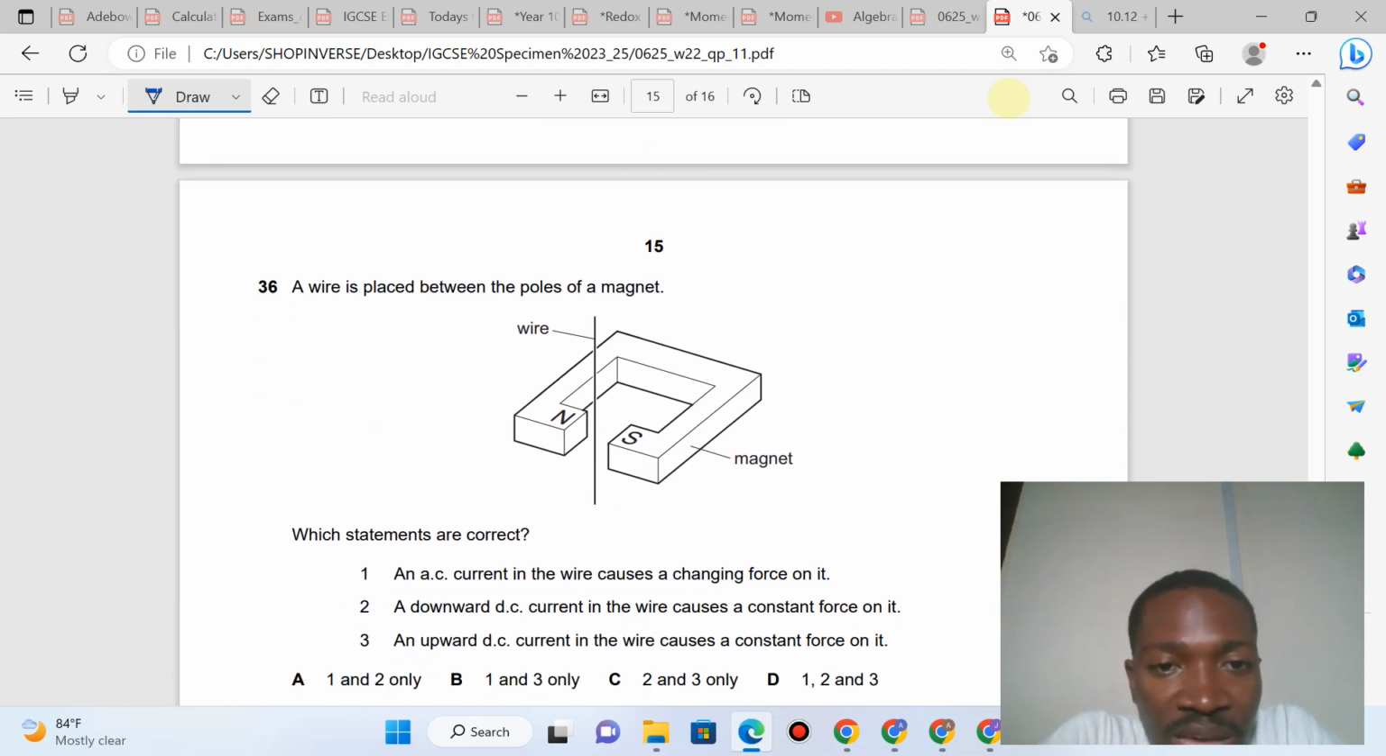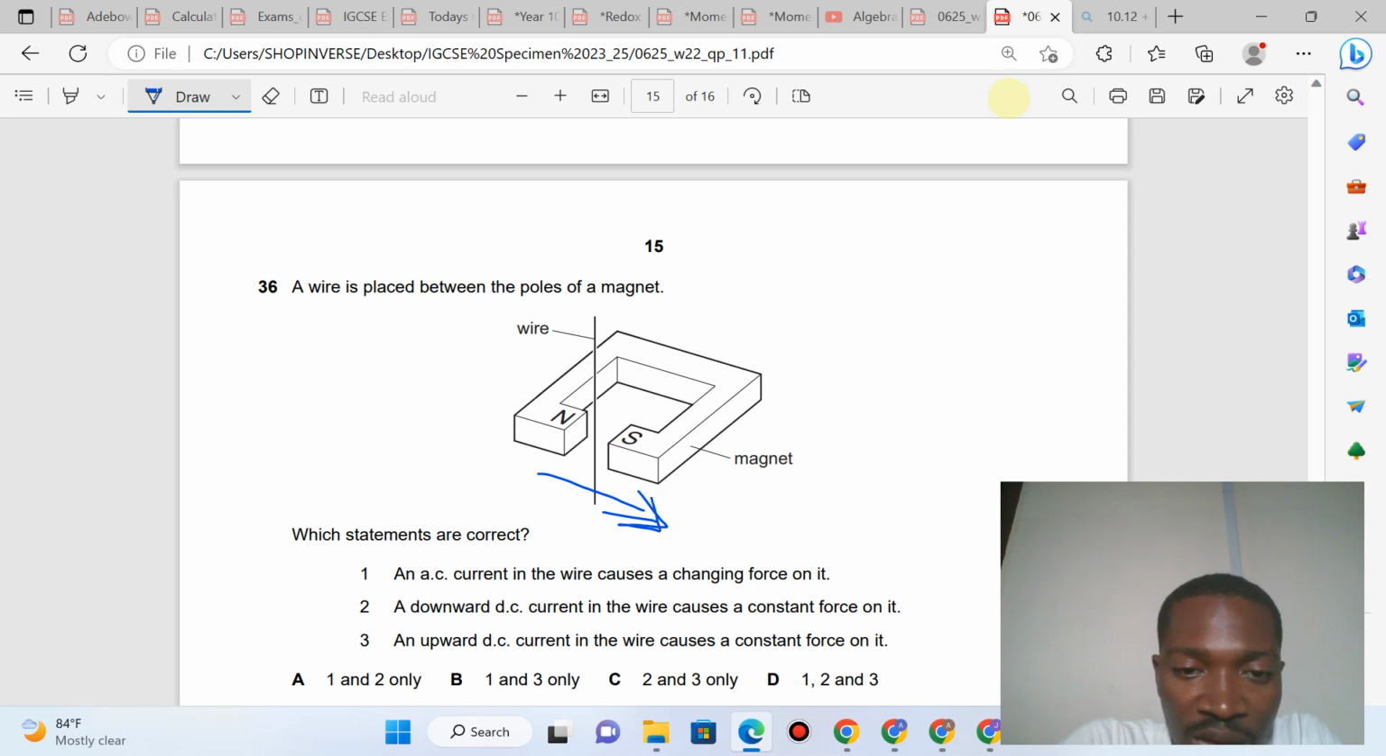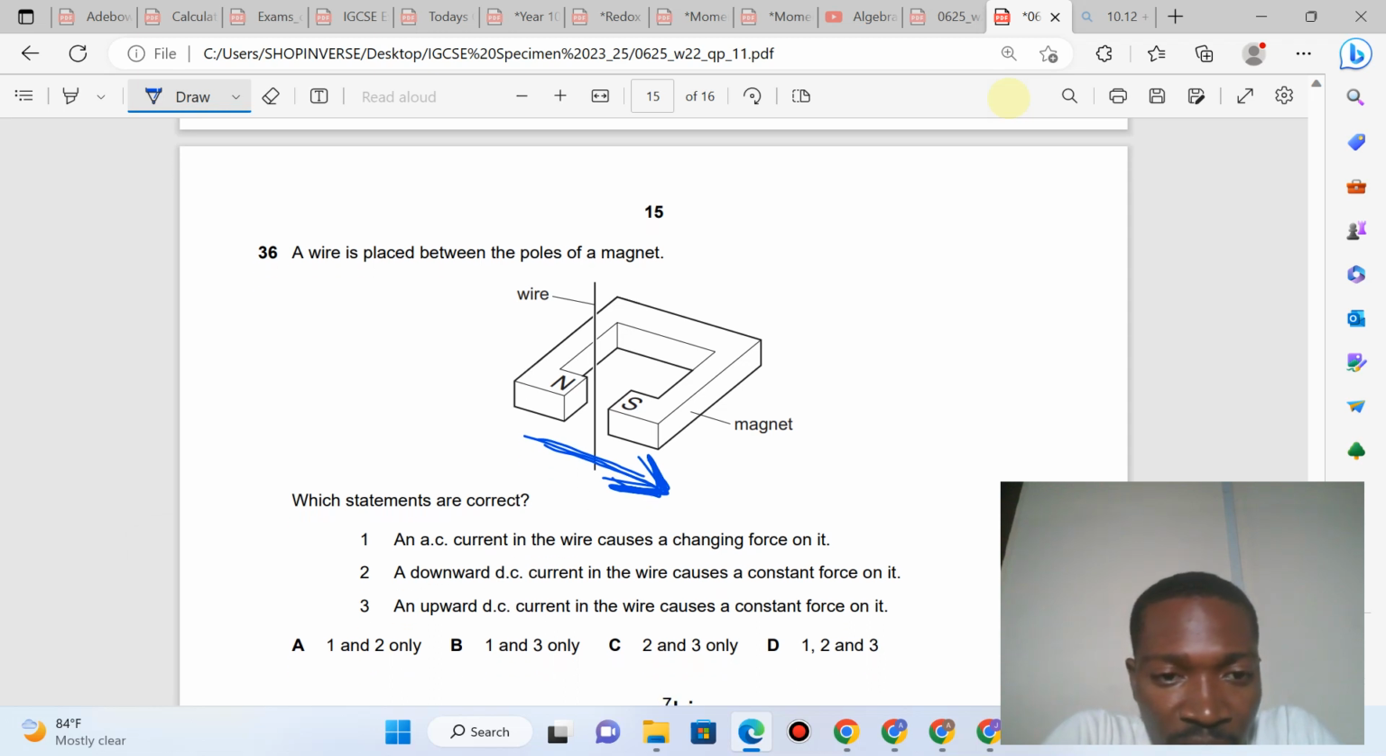Number 36. A wire is placed between the poles of a magnet. Which statements are correct? Now we have a magnet with a north pole and a south pole. Magnetic lines of force run from north pole to south pole. That's the magnetic line of force for you. And number one, which statements are correct?